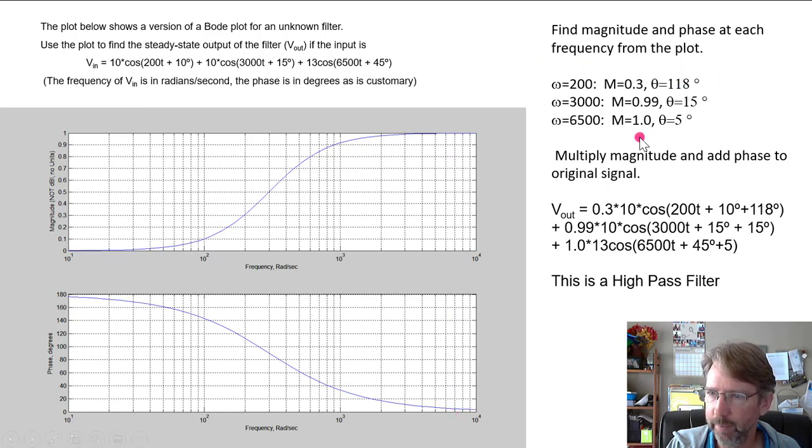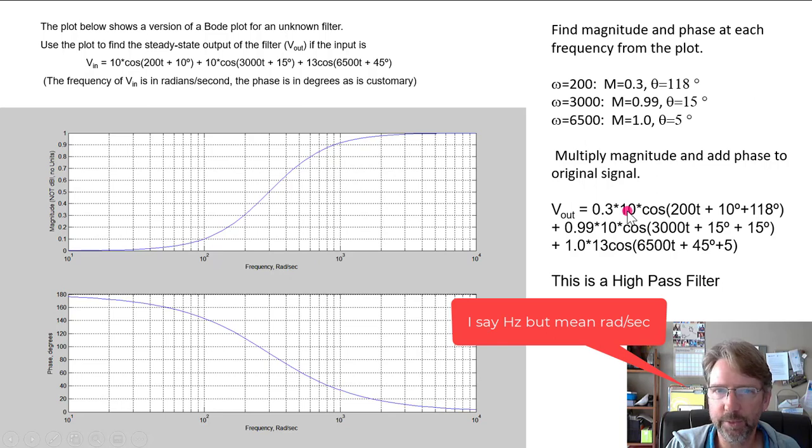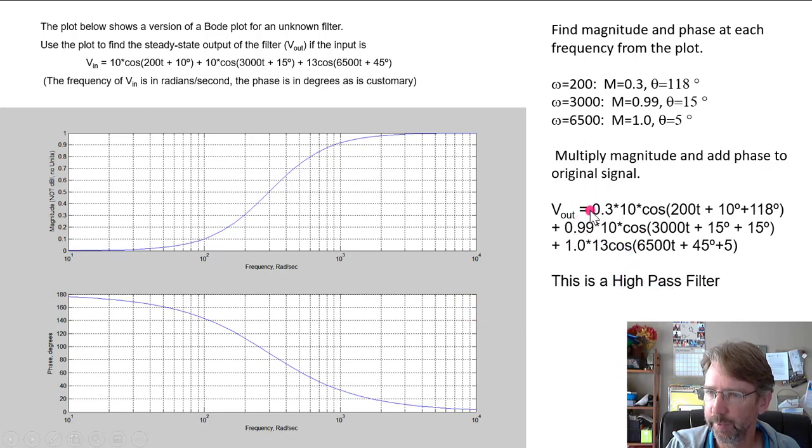So once you make this table of the data from this plot, you just multiply the magnitudes and add the phase. So this is the M of 0.3 at 200 hertz, and the original amplitude of 10, original phase of 10 degrees, and we add our 118. Same thing here at 3000 hertz and at 6500 hertz. So this is a high-pass filter because it's reducing the low frequency and keeping the high frequencies. So this is a really good skill to have, to be able to use these Bode plots or frequency response plots.